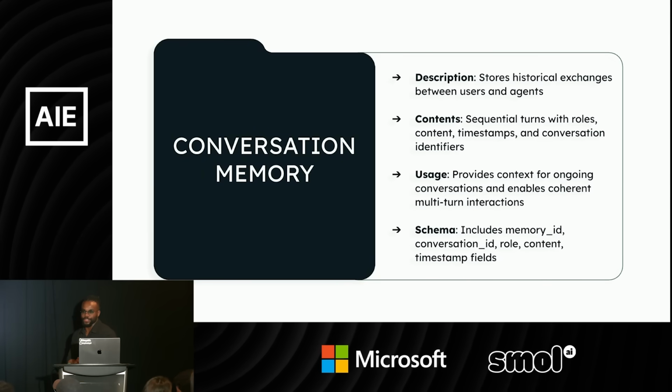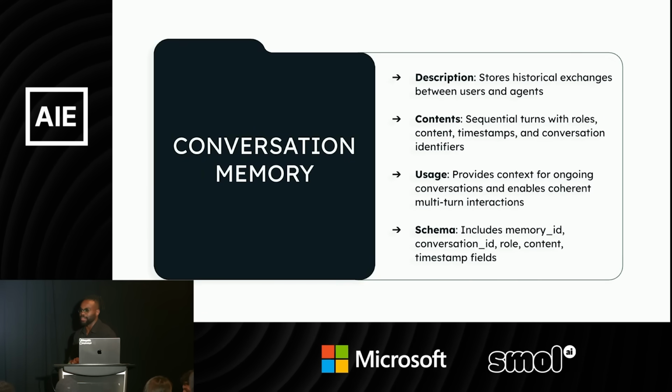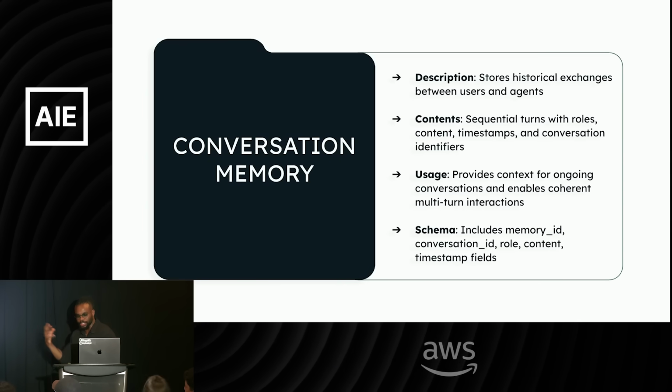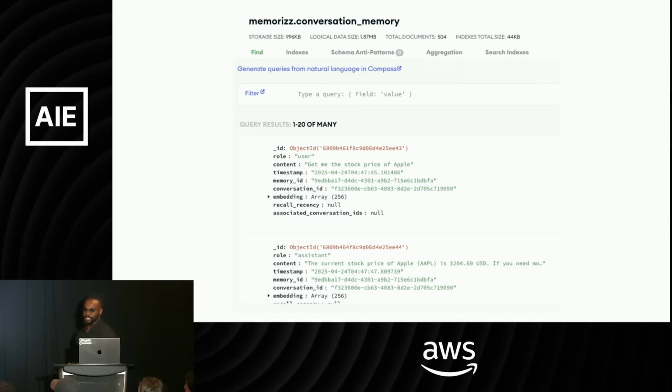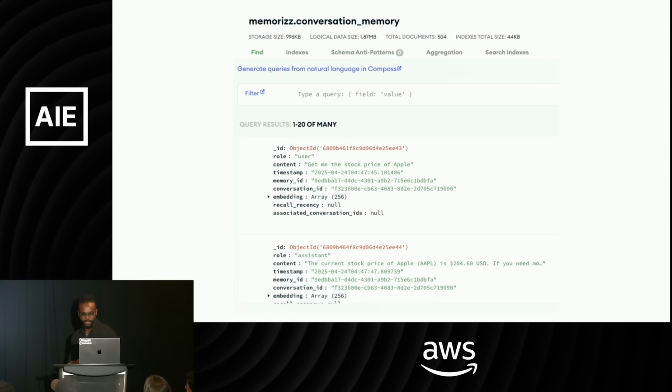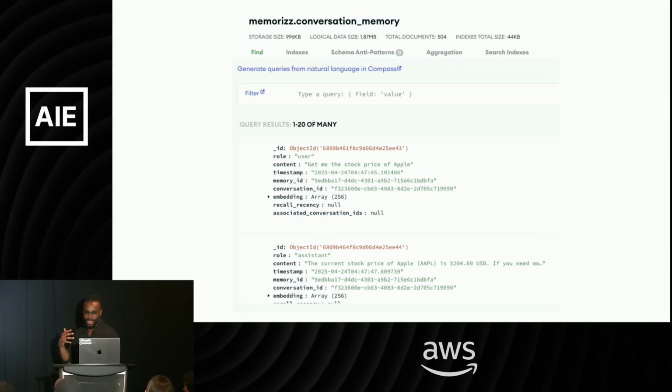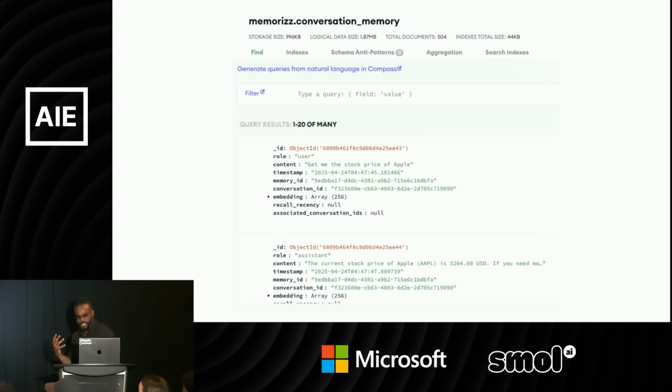Conversation memory is a bit obvious, right? Back and forth conversation with ChatGPT, with Claude. You can store that in your database as well, in MongoDB, as conversational memory, and this is what that would look like. Timestamp, and you have a conversation ID.